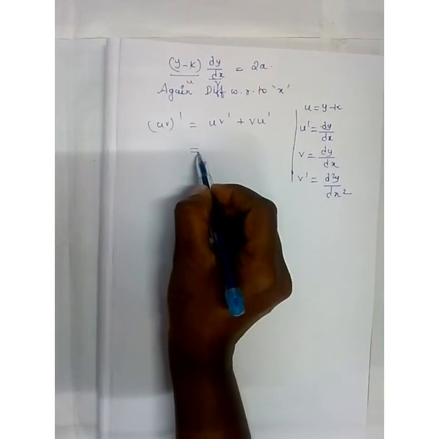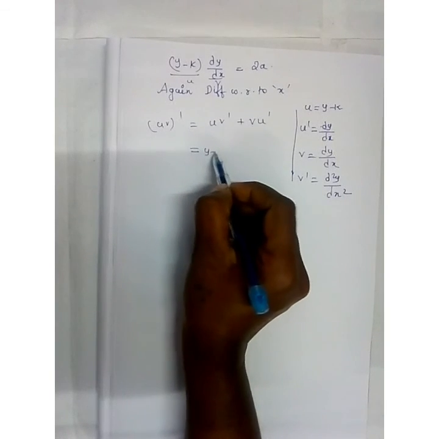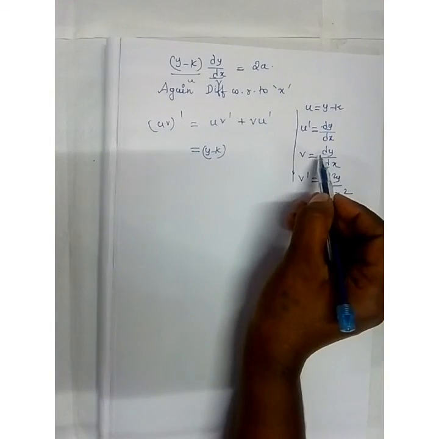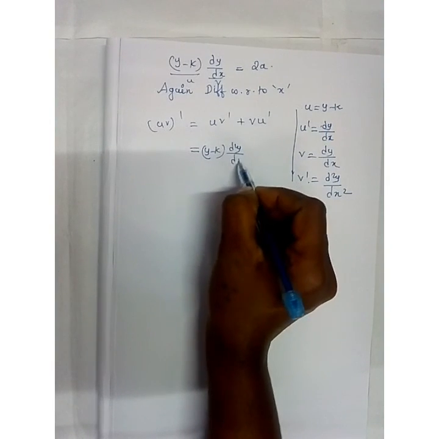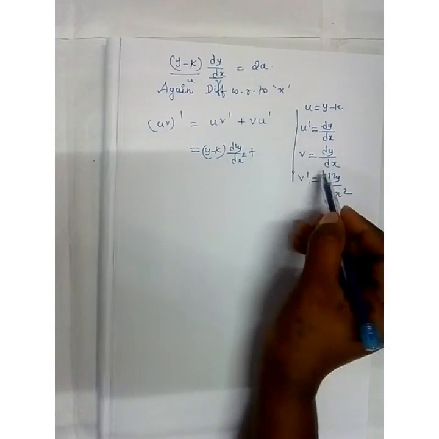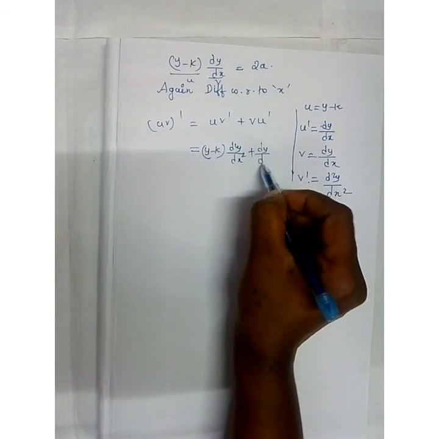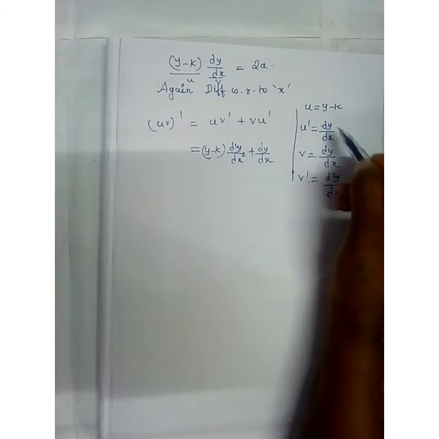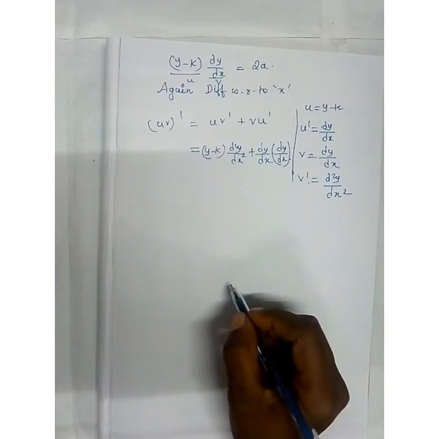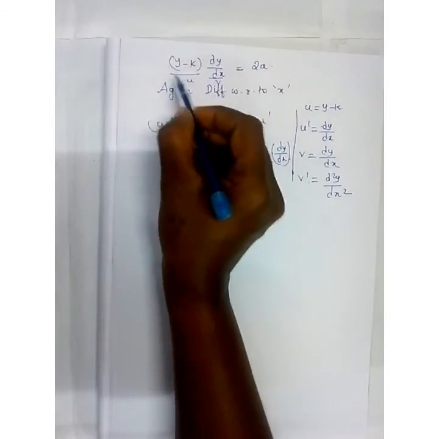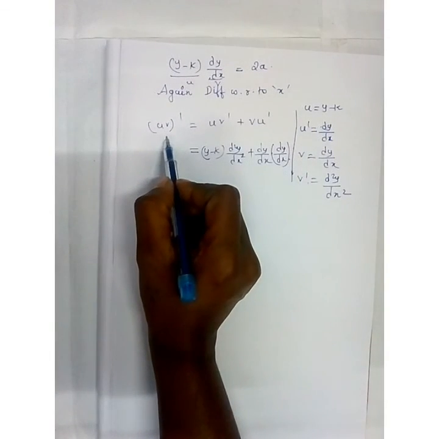So what will we be getting? u is y minus k, and what is v dash? d square y by dx square. And what is v? v is dy by dx. What is u dash? u dash is again dy by dx. Understand? So to differentiate this one, we have to use the product rule.